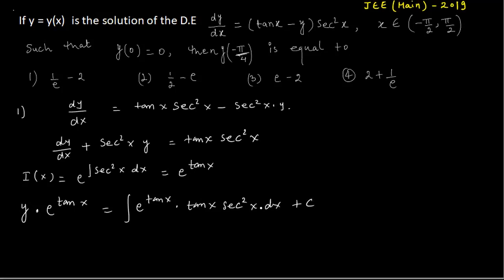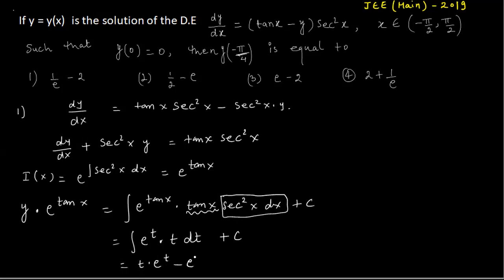Plus a constant of integration. In order to solve this integral, simply assume tan x equals t. Then sec square x dx is simply dt. Use the product rule to integrate this. So once we integrate, we get t times e raised to the power t minus e raised to the power t plus c equals y times e raised to the power tan x.